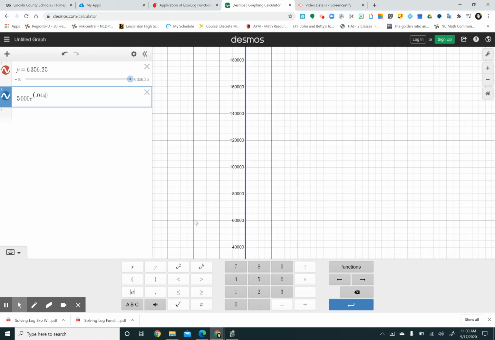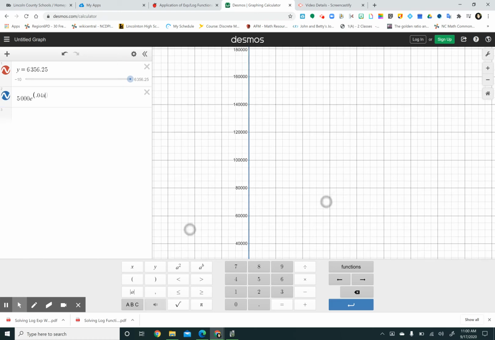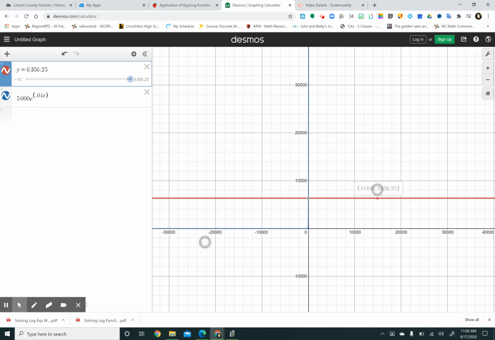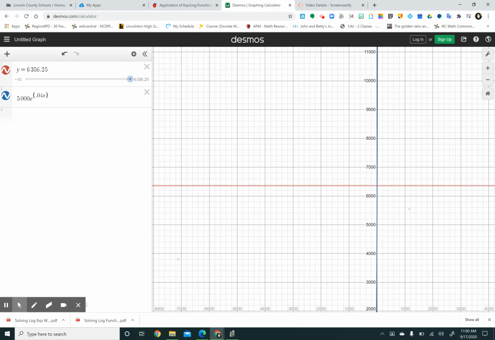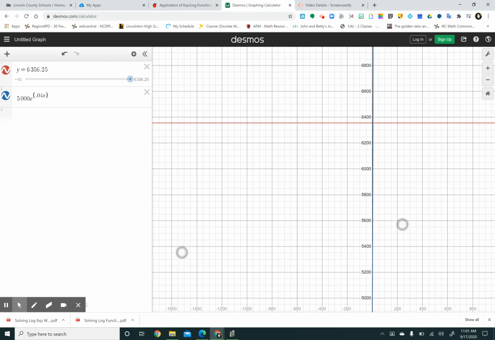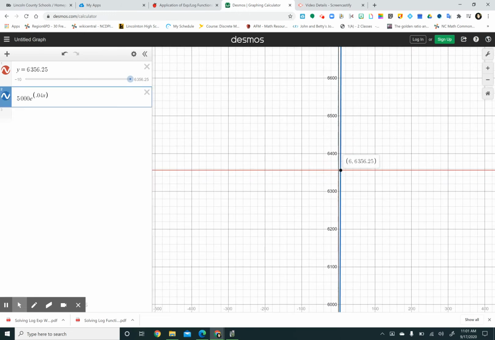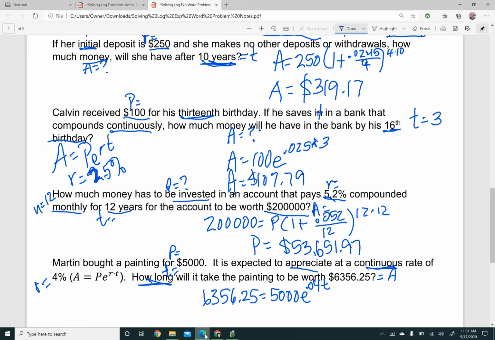And so that's blue, and we're looking for 6,000. So we're finding where the blue line crosses the red line, which is right here. And if you're not sure, you can zoom it out a little bit here. There it is. And so it says 6. So it would take 6 years for this to work. So T equals 6 years.